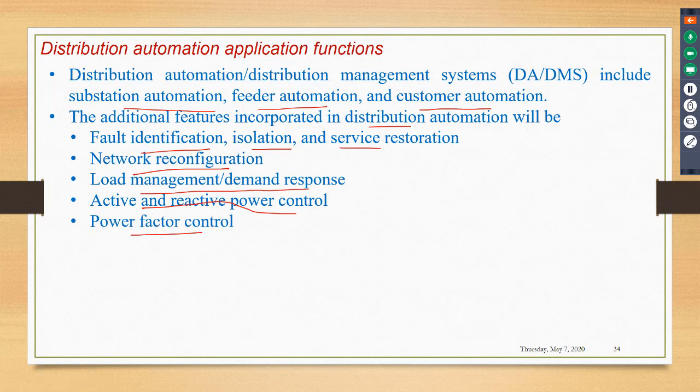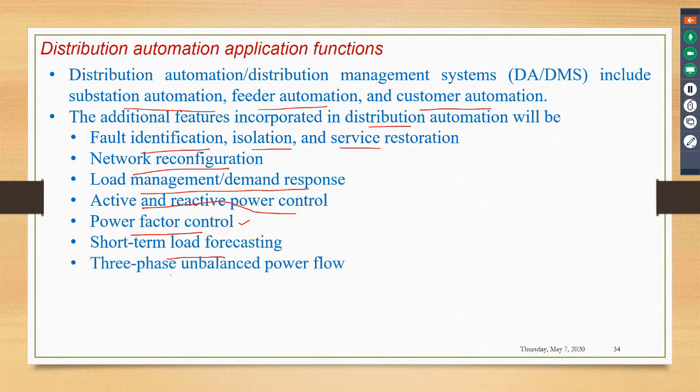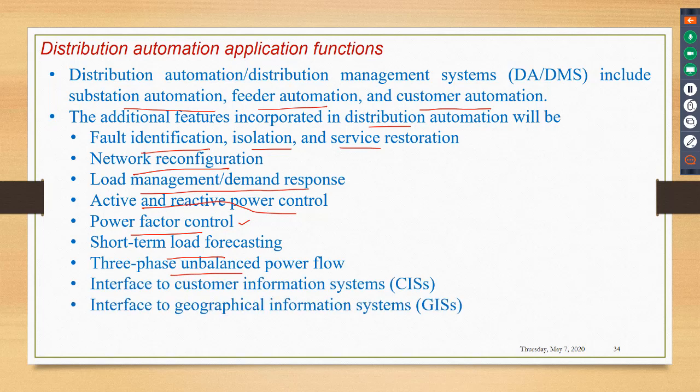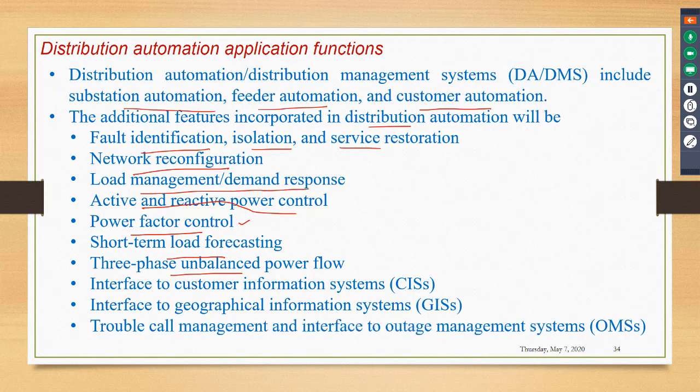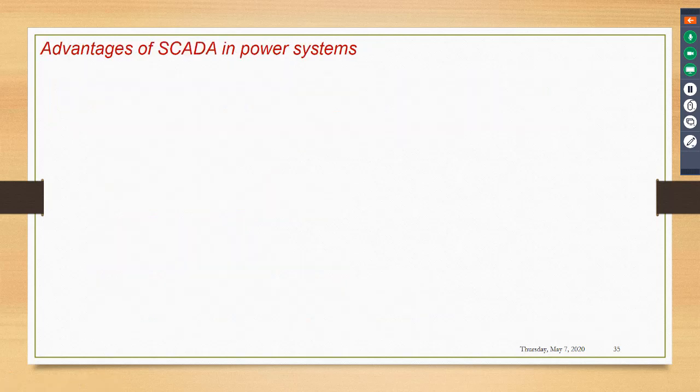Then power factor control, this is very important, and short-term load forecasting, three-phase unbalanced power flow, interface to customer information system, then interface to geographical information system GIS, then trouble call management, interface to outage management systems. So this is all about the functions of SCADA in generation, transmission and distribution. Now we'll see the advantages of SCADA in power system.